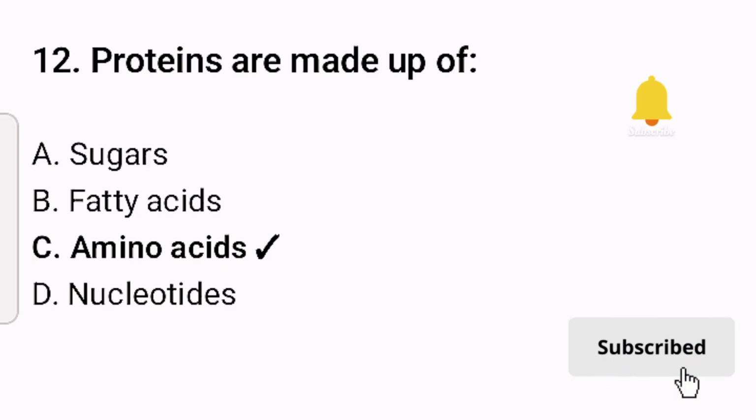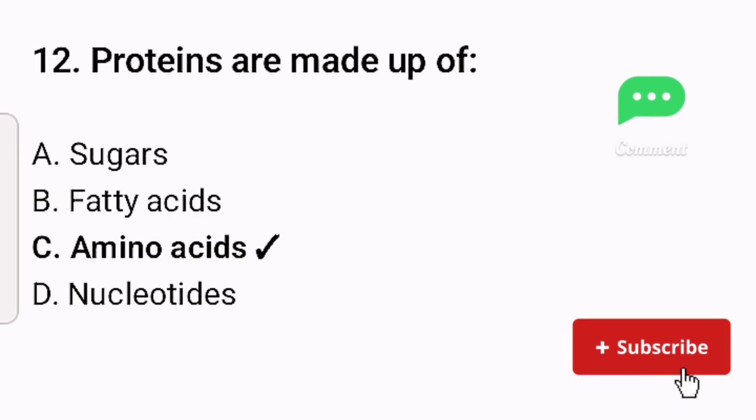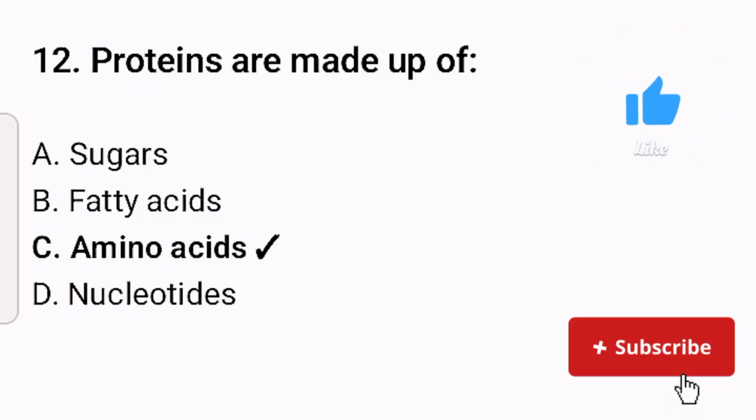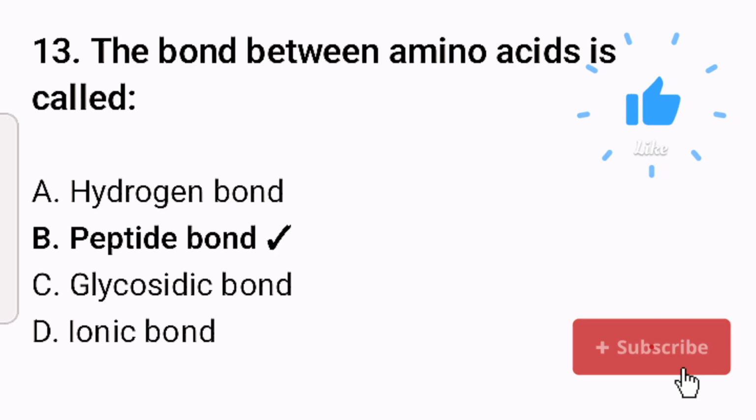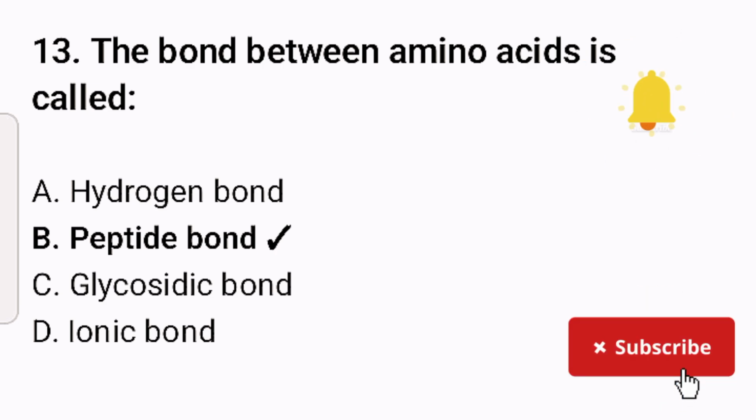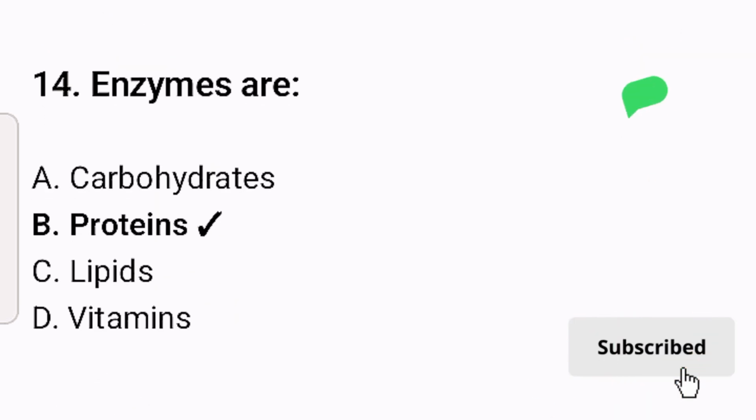Proteins are made up of C, amino acids. Proteins are made up of amino acids. The bond between amino acids is called option B, peptide bond. The bond between amino acids is called peptide bond.